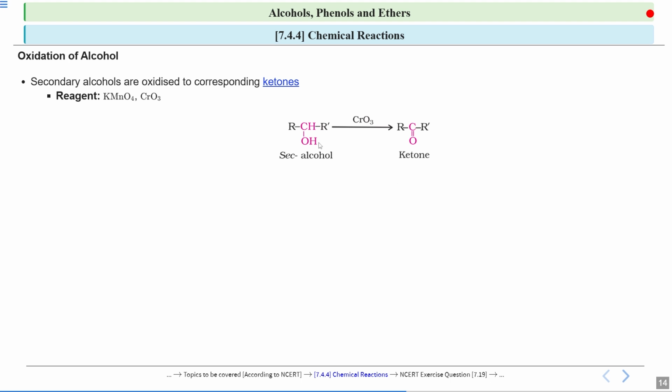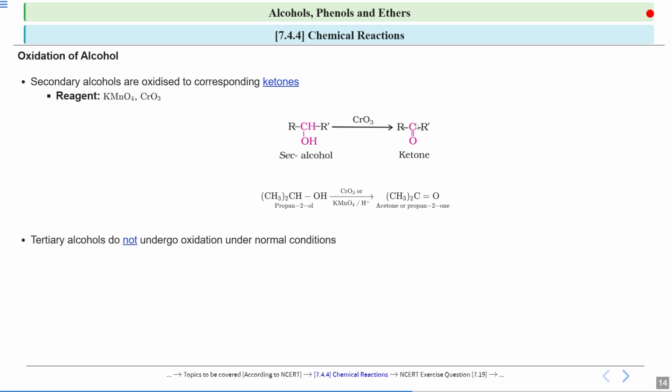See here, this is a secondary alcohol because the carbon to which your OH group is attached is further connected to two other carbon atoms. So when you are using CrO3 or even KMnO4, it will be oxidized to ketones. Why ketones? Because in oxidation, a carbon double bond oxygen is formed, and since two R groups are present here, it will form a ketone only. So whenever you take the example of a secondary alcohol, the secondary alcohols are oxidized to their corresponding ketones.